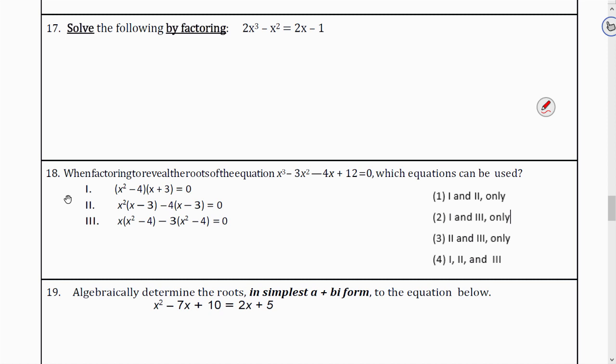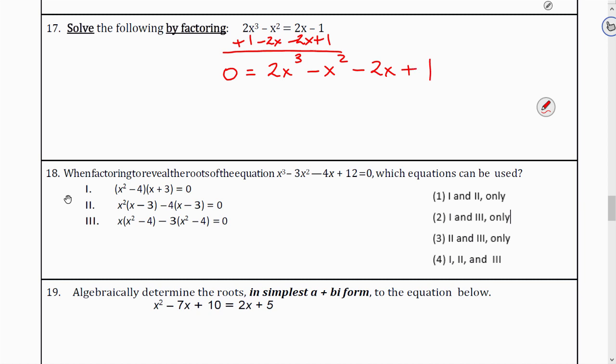Next, we'll look at number 17. Solve the following by factoring. When we factor, we're going to be using eventually the zero product property to solve it, and so I need to get one side equal to 0. I like my leading term to be positive, so I'll move everything on the right to the left side. So I'll subtract 2x from both sides, and I will add 1 to both sides. I'm putting this in the normal order with descending powers. I have 2x cubed minus x squared minus 2x plus 1.